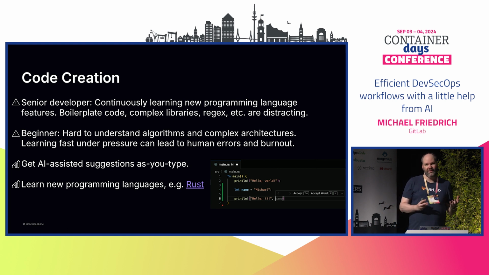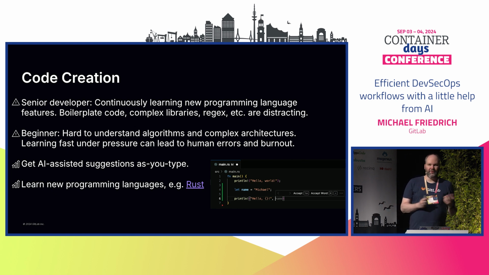And I have two scenarios from that. As a senior developer, I'm continuously learning new languages, but I also need to learn new language features. As an example, I learned C++03 and 11 and stopped for many years. And nowadays we have 14, 17, 20, 23 even. And I can use AI to learn these new programming language features.